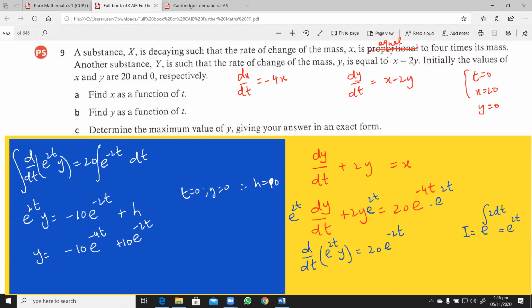So like this should be equal over here. Now it says determine the maximum value of y, giving your answer in exact form. So you have this y.